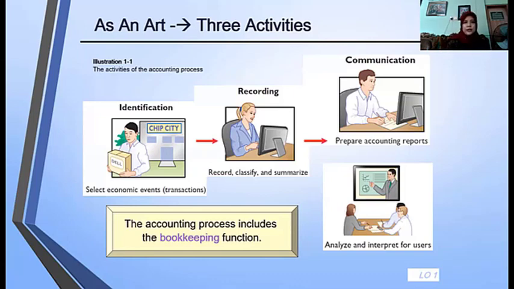After we identify, we move to recording. We record, classify, and summarize, or you can see it in the journal. You divide what kind of journal it is, and then you communicate by preparing the accounting report. After we prepare the accounting report, we analyze and interpret it for the users. This is the whole accounting process, including the bookkeeping function.